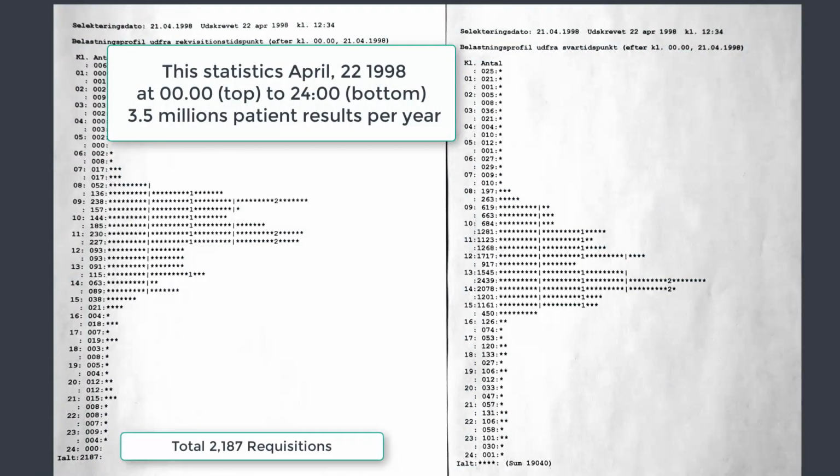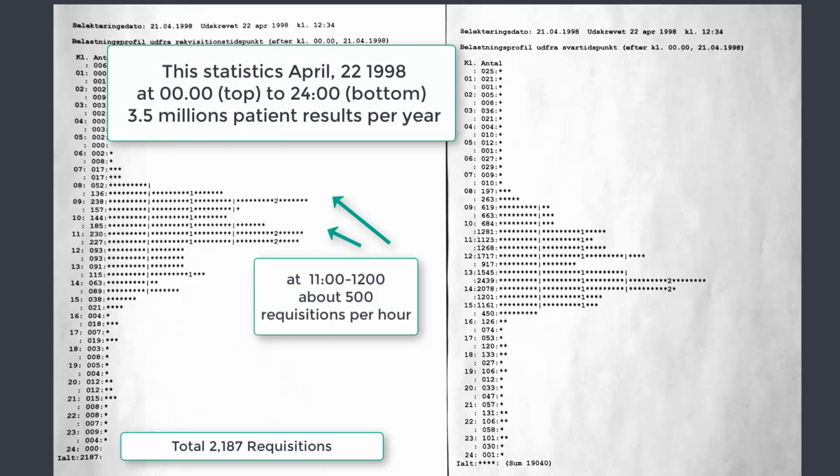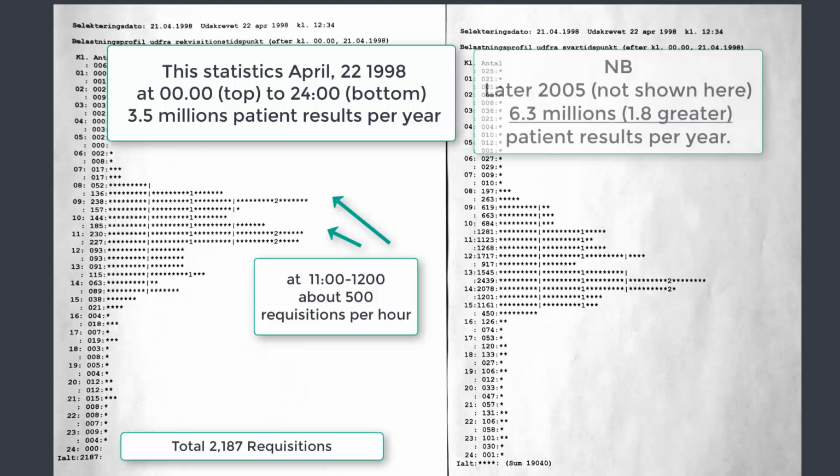Here are some statistics from '98, where we can see on the left part of this page that requisitions start to arrive to the lab in larger quantities around 8 a.m. and the input peaks around 9 a.m. and 11 a.m. with about 500 requisitions per hour. Note, this was in '98, and the production around the year 2005 was 1.8 times greater.